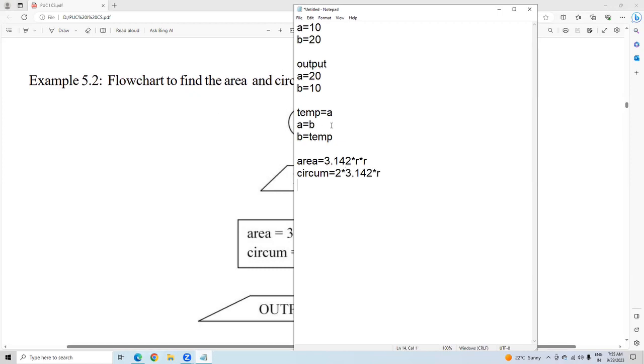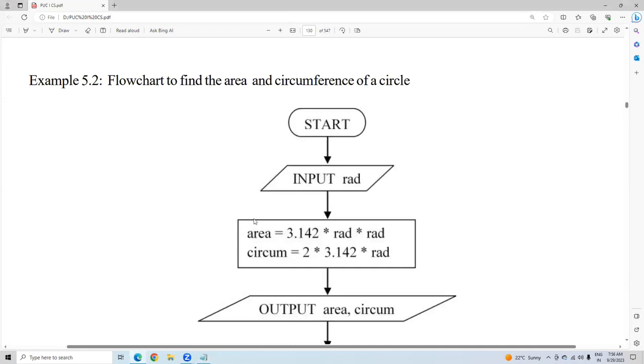That means to solve this area of circle, I should know the value of R. Here also I need the value of R. Without that, I can't find out this area and circumference. That means my input is what? R. And what is my output? Area and circumference.